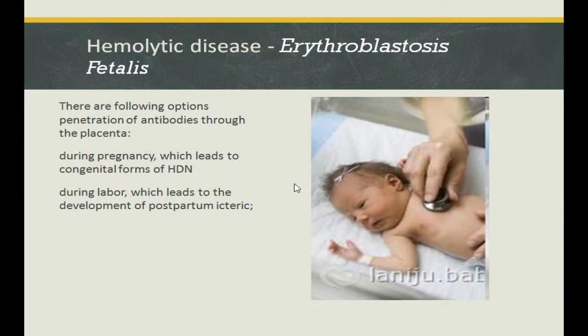And options for penetration of antibodies through the placenta. It may take place during pregnancy, which leads to the congenital form of hemolytic disease of a newborn. It may take place during labor, which leads to development of postpartum icterus of a newborn. So, also known as hemolytic disease of a newborn. First is hemolytic disease of the fetus. Second is hemolytic disease of a newborn, if it has happened during the labor process.